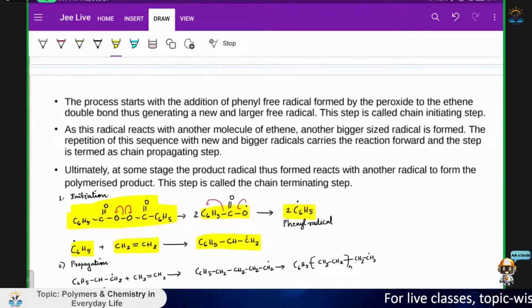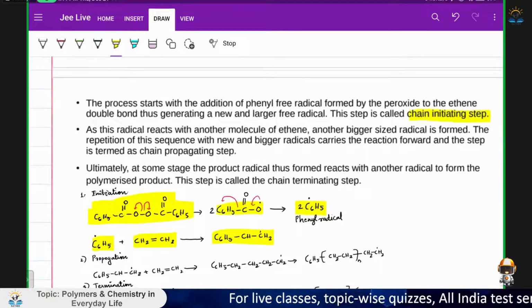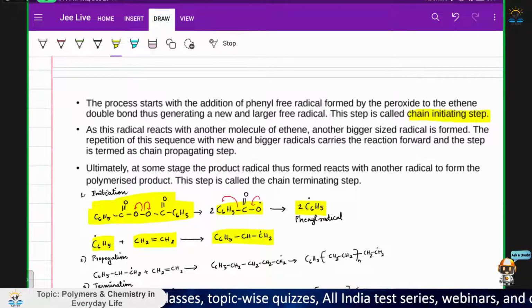Chain initiating step. As this radical reacts with another molecule of ethene, another bigger size radical is formed. The repetition of the sequence with new and bigger radicals carries the reaction forward, and the step is named as chain propagation step. So what is propagation?